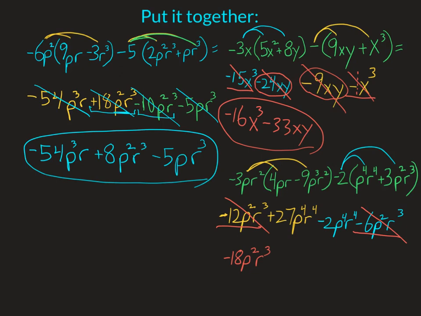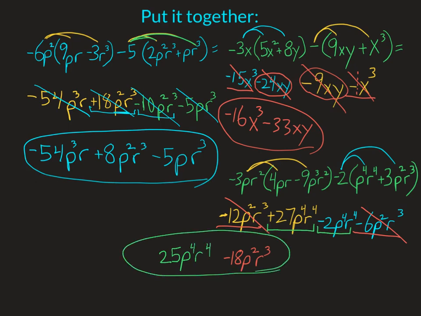All right, so now that those are gone, I'm going to put these guys, they're also p^4 r^4, in front so it's in standard form. 27 minus 2 is 25 of the p^4 r^4. And there you go. In standard form, finished up.